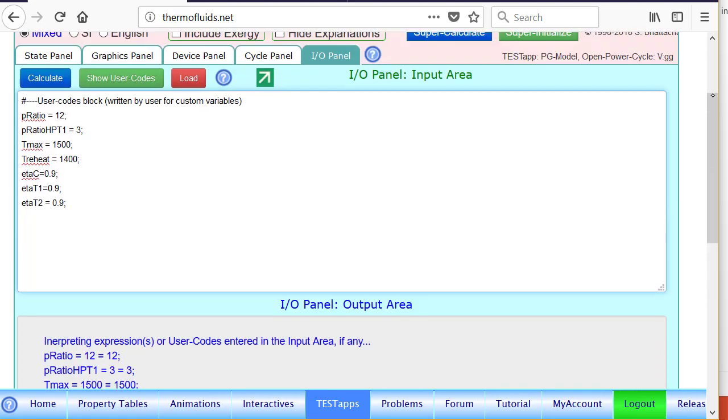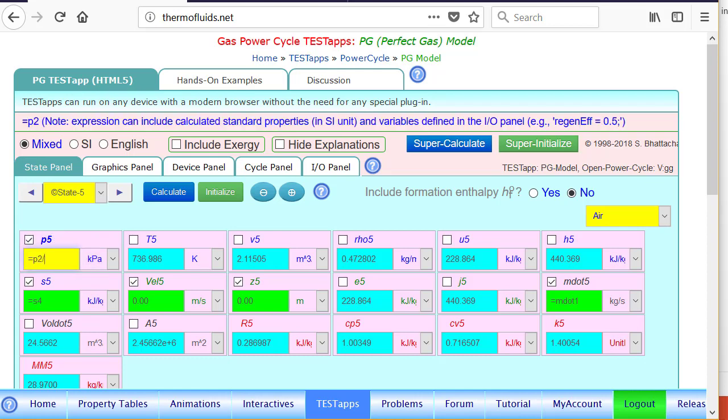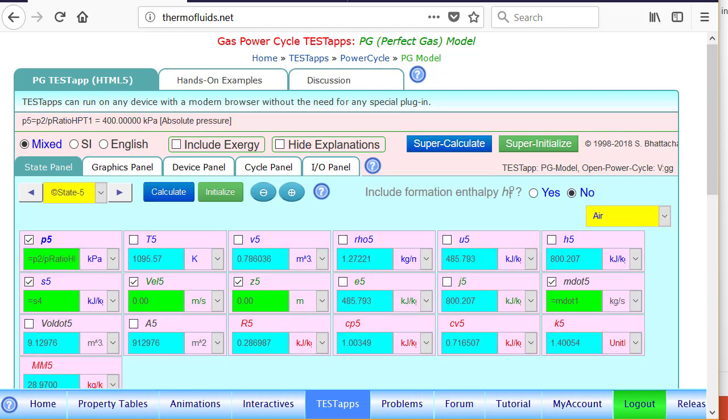Okay, so now we go back to the state panel, and we know that states 1, 2, 3, 4 do not change. You can go back to the TS diagram to verify that. State 5, on the other hand, will be different because pressure at 5 is no longer P5, it is P2 divided by P ratio of the high pressure turbine, HPT1. If I've done that right, yes, we found state 5.